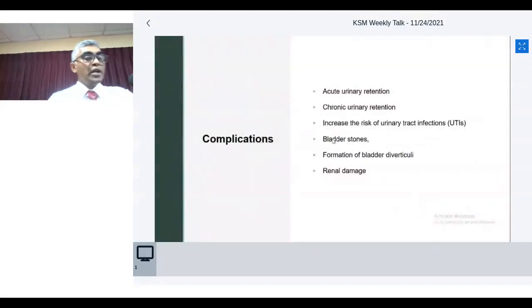So what are the complications you can have due to this disease? A patient can present with acute urinary retention. Some come with chronic urinary retention. Some come with recurrent urinary tract infections. Some come with an incidental diagnosis of bladder stones. And some come with complications of bladder diverticula. The very unfortunate ones will come to you with renal damage, or will be diagnosed with this disease when they have deteriorated renal function.